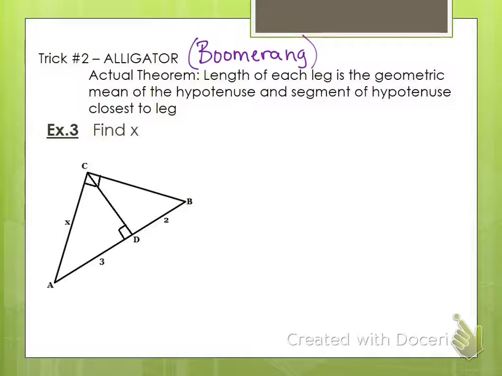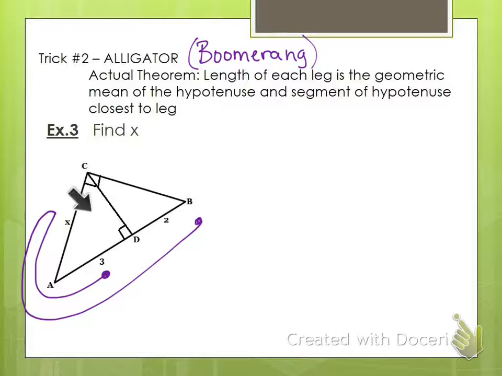the leg. The way the boomerang trick goes is that you start down here at the portion of the hypotenuse closest to the leg you're working with. You go up along that leg, and then you come back out around down the whole hypotenuse. So that's why some people call it a boomerang trick, some people call it an alligator mouth.